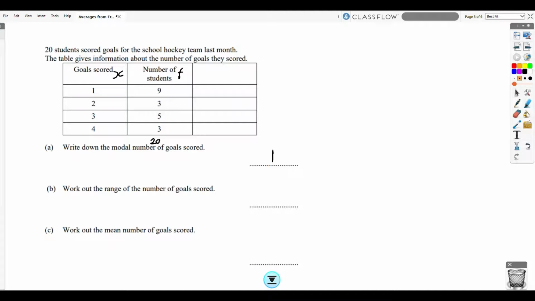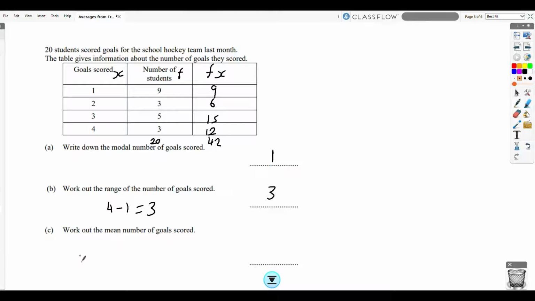Next, work out the range of the number of goals scored. The highest is 4, the lowest is 1, so our range is going to be 3. And then finally we're working out the mean number of goals scored. So similar to the previous question, we need an fx column and we're going to multiply across. 9, 6, 15, and then 12. When we total these, we get 42.